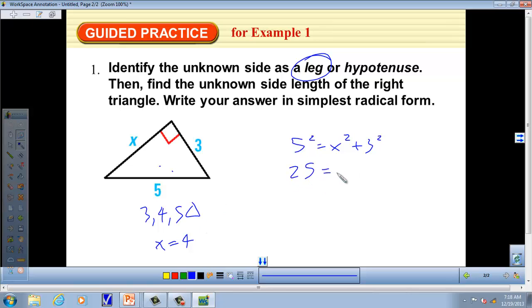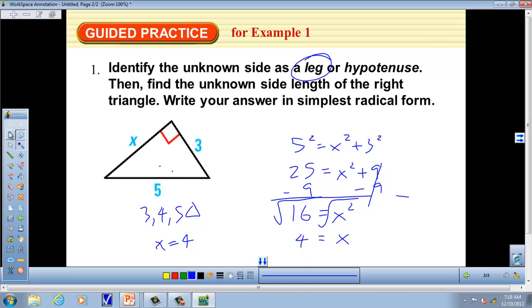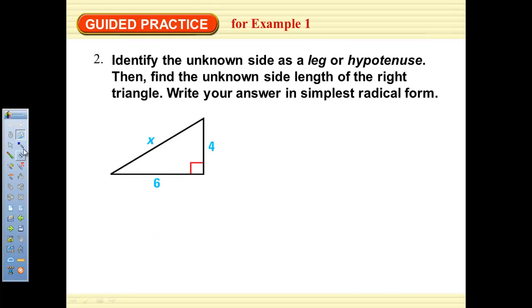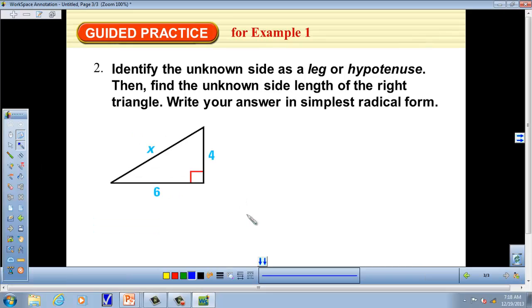So we get 25 equals x squared plus 9. Subtracting 9 from both sides, those cancel. We get x squared is equal to 16, and square rooting both sides, we get x equals 4. Okay? So it's a leg, and x is equal to 4. Now, this is not a 3, 4, 5 triangle, so we have to do the work for it. If you look, this is opposite the right angle. It's the longest side, so this is a hypotenuse in this case.